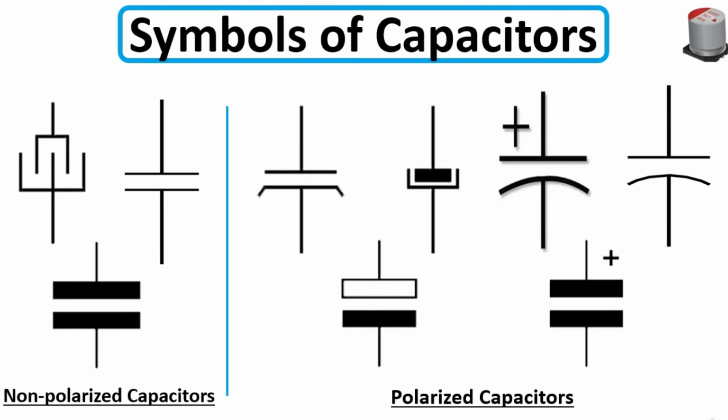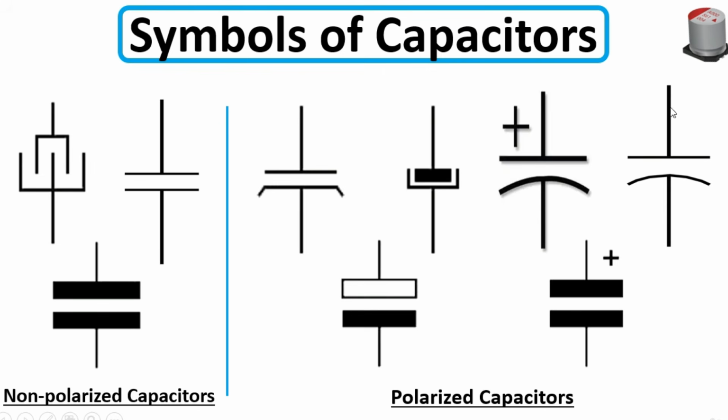So now let's see the symbols of capacitors. Basically there are two types of symbols, symbols for polarized capacitors and symbols for non-polarized capacitors. As you can see here, all the symbols are similar.